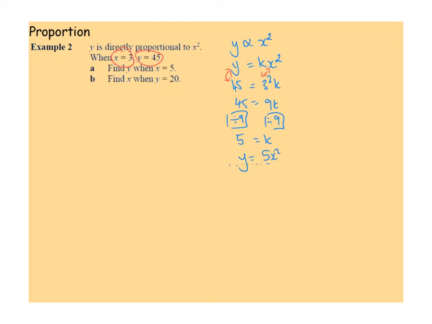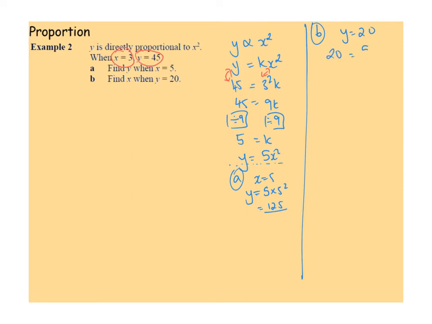And now we can go on to completing part A. So when x equals 5, y equals 5 multiplied by 5 squared, which is 125. And part B, I'll go up to the top here. So this time they tell us y equals 20 and they want us to work out what x is. So we know that 20 will be 5x squared. So I can divide both sides by 5. Give me 4 equals x squared.